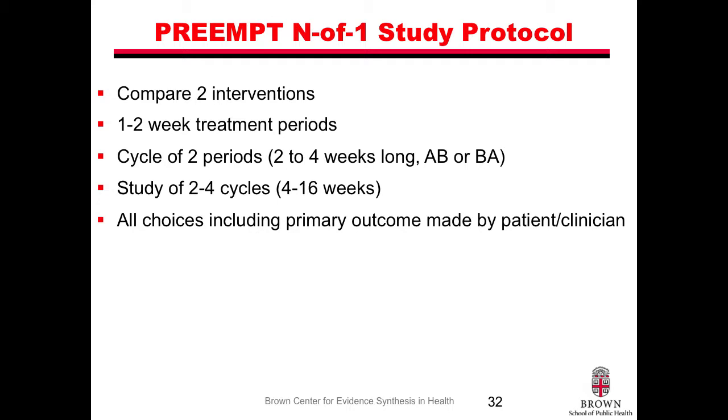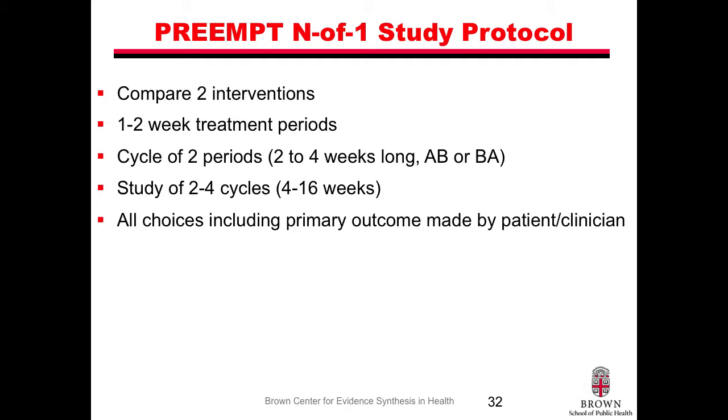We're going to compare two interventions. As I said, people can choose which ones they want to do. They can choose whether it's a 1 or 2 week period that they're on the treatment. They can do 2 to 4 cycles. So these studies can last anywhere between 4 and 16 weeks, and we randomize them for every 2 weeks.